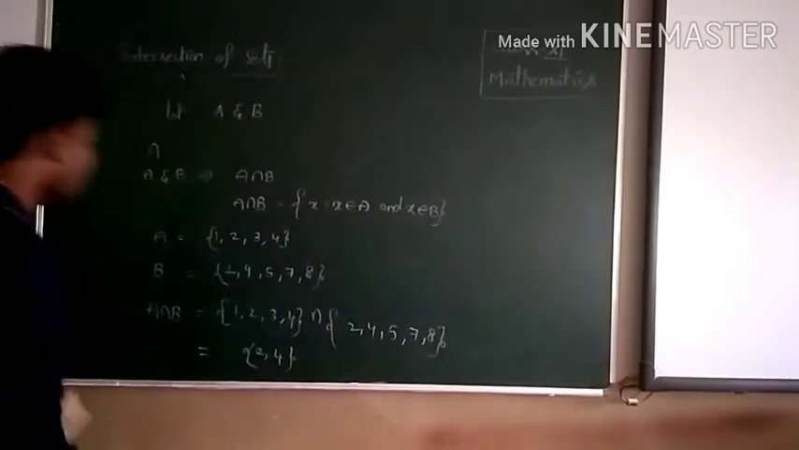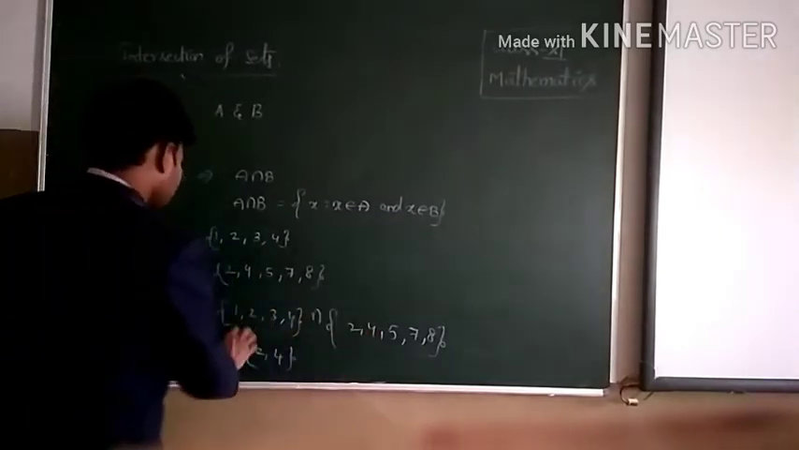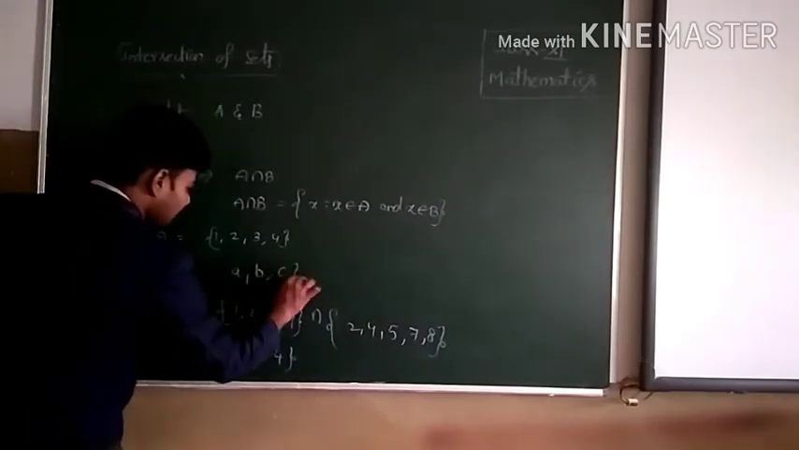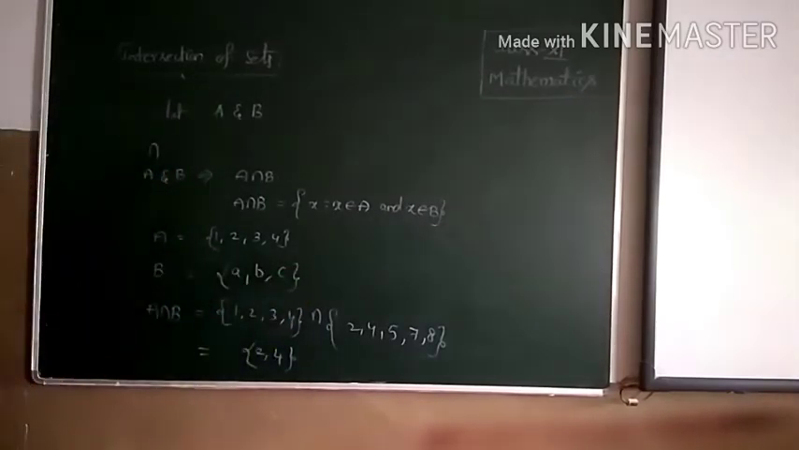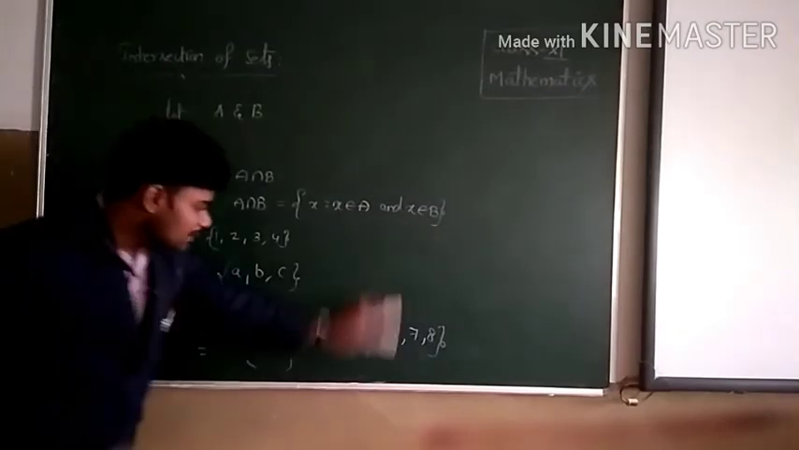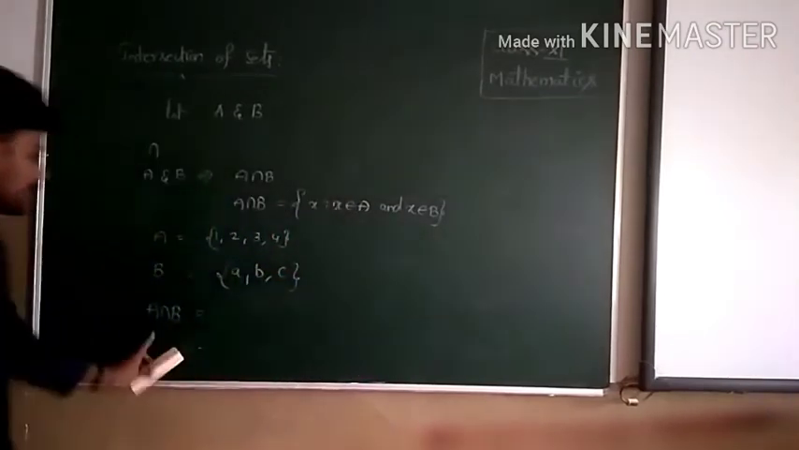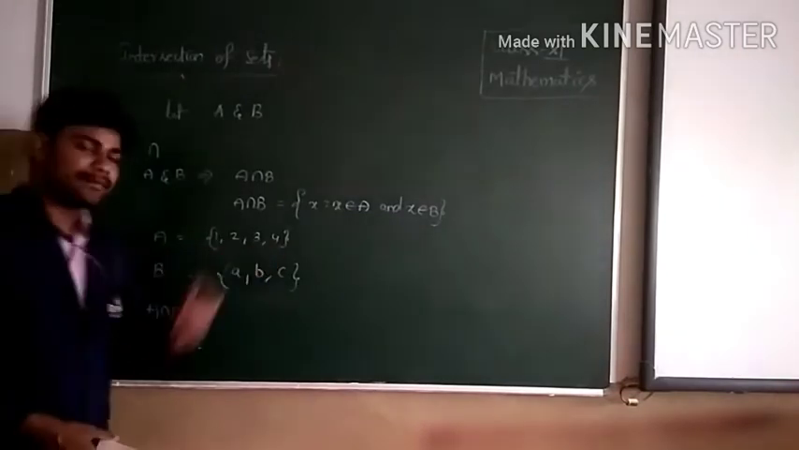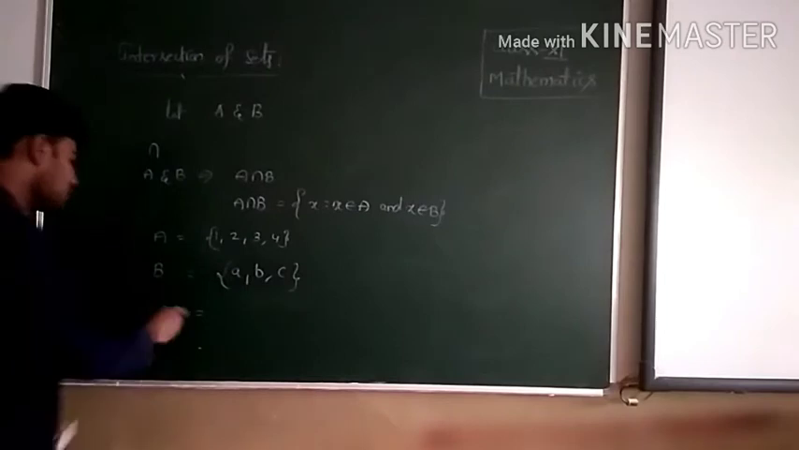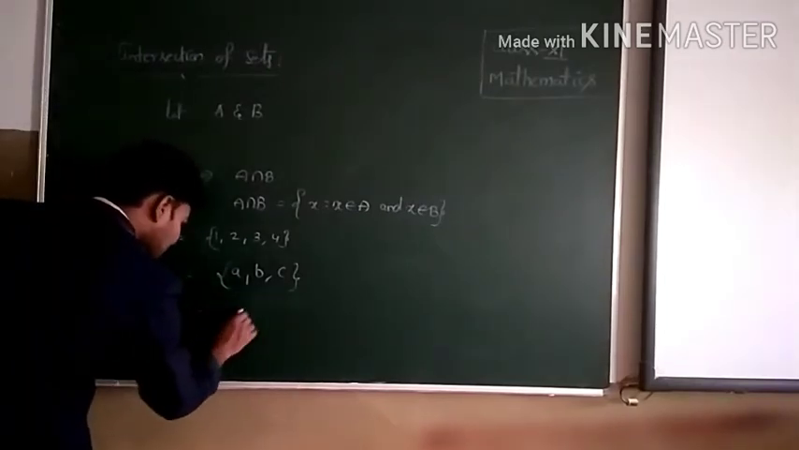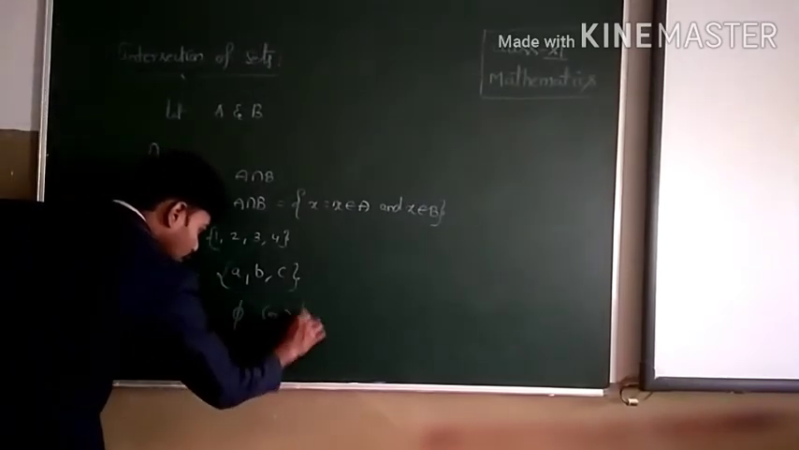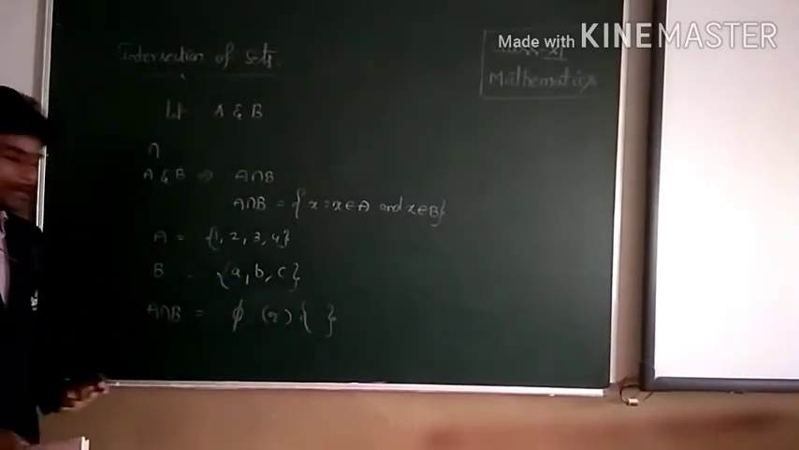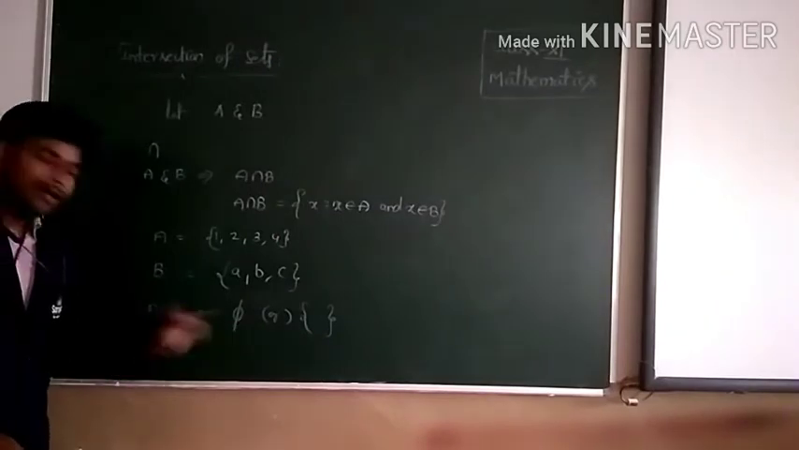Sometimes I consider B in another way, like {a, b, c}. If you want to find A intersection B, simply we can say that there are no common elements in both the sets A and B, because here all these are numbers and these are alphabets. So that's why here A intersection B is equal to phi. No elements are available commonly in these sets.